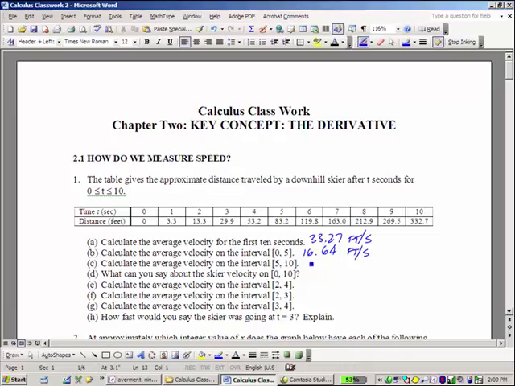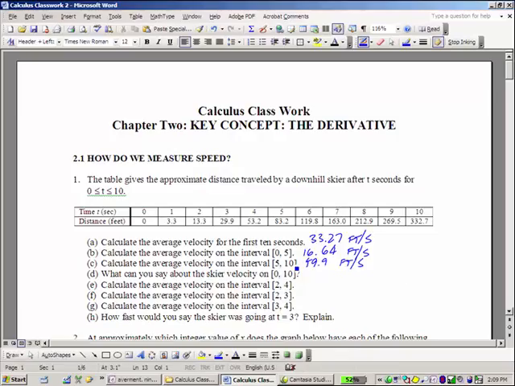Boys, what'd you get? 49.9. What do we have? 49.1. Do we have 49.8, 49.9? Is that an agreement or not really? Zach? All right, 49.9 feet per second. So that makes sense. It's speeding up.